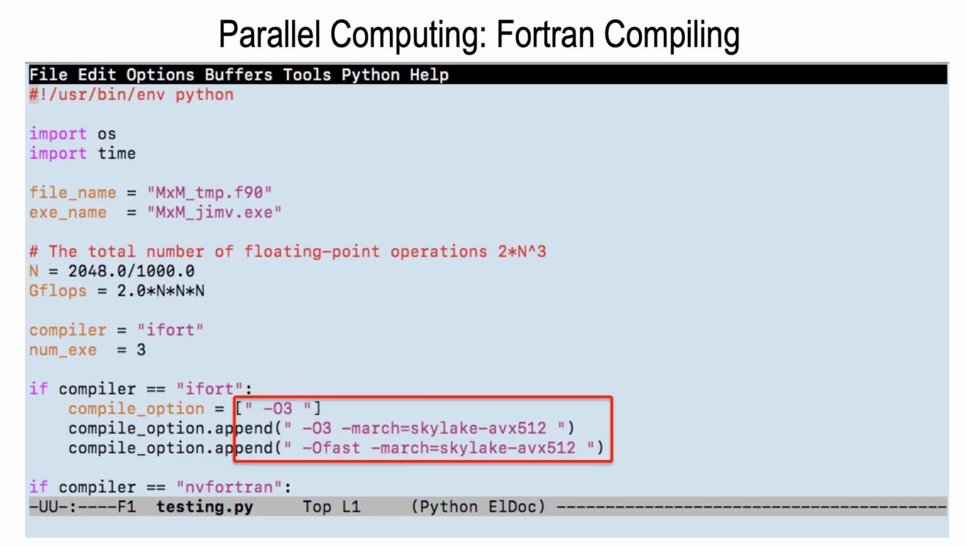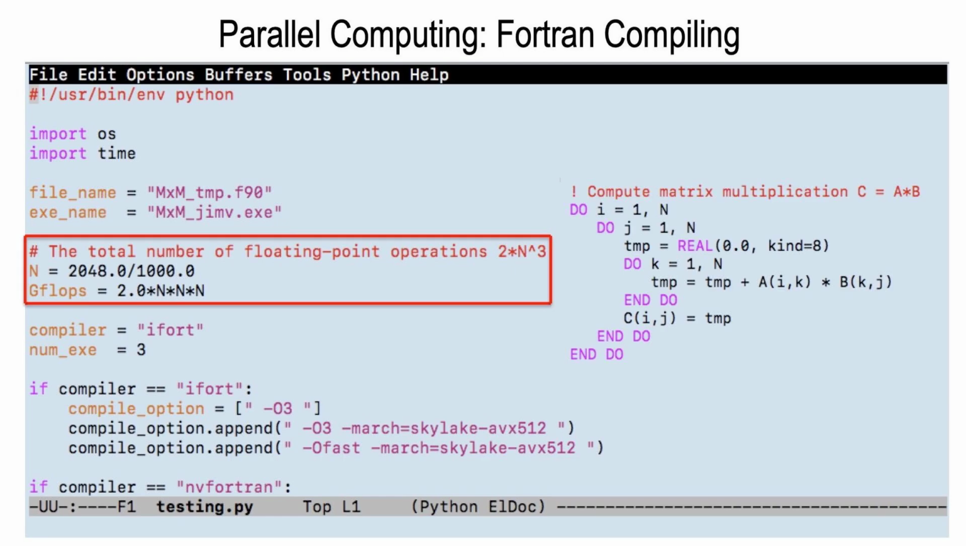In my previous video, I mentioned that we would discuss compiler options in the Python script. These options include O3 and O-fast optimizations, as well as specifying the CPU architecture using the march option. Specifically, we've specified the CPU as a Skylake AVX-512 architecture.